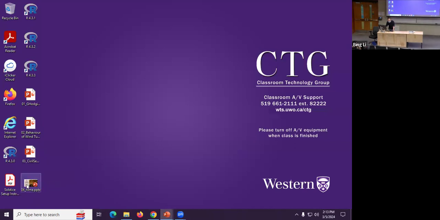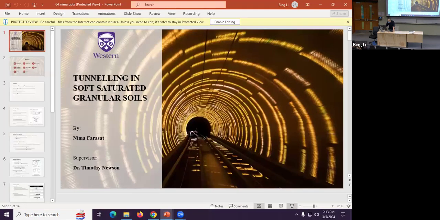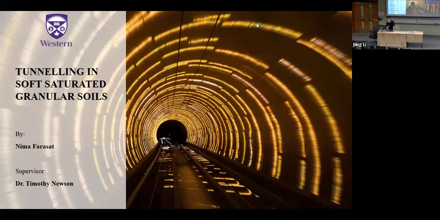Okay, last but not least. All right. Our last speaker, Nima Farasat, supervised by Professor Tim Newson. He'll be speaking to us about modeling in soft aqueous granular soil.